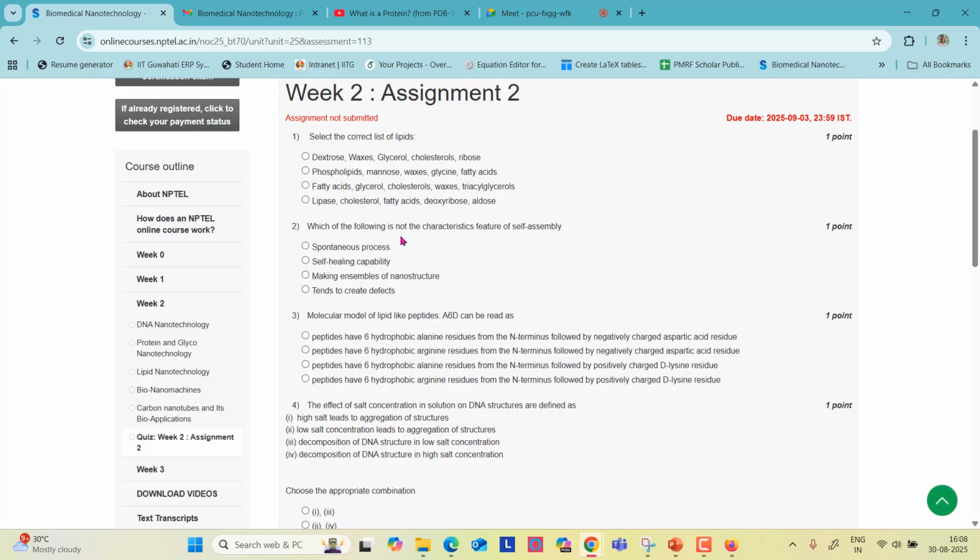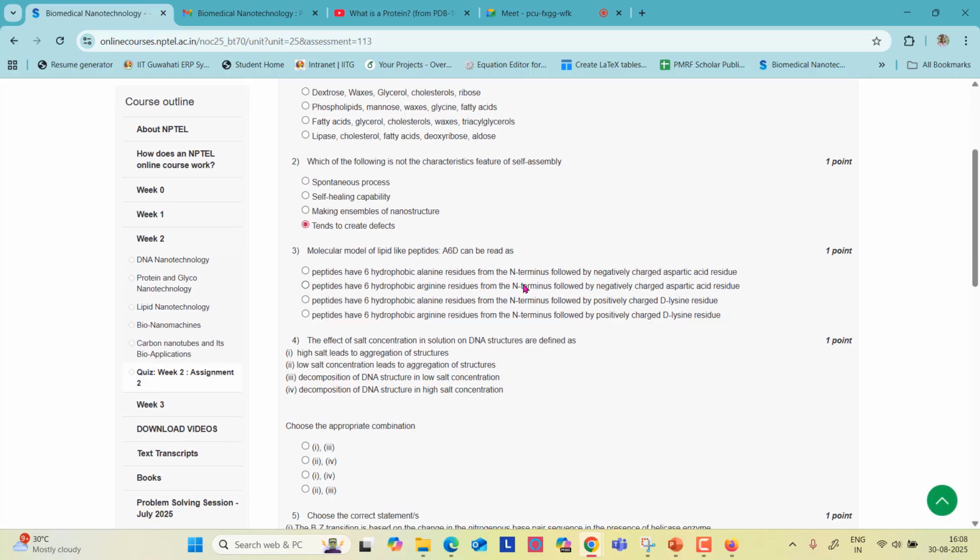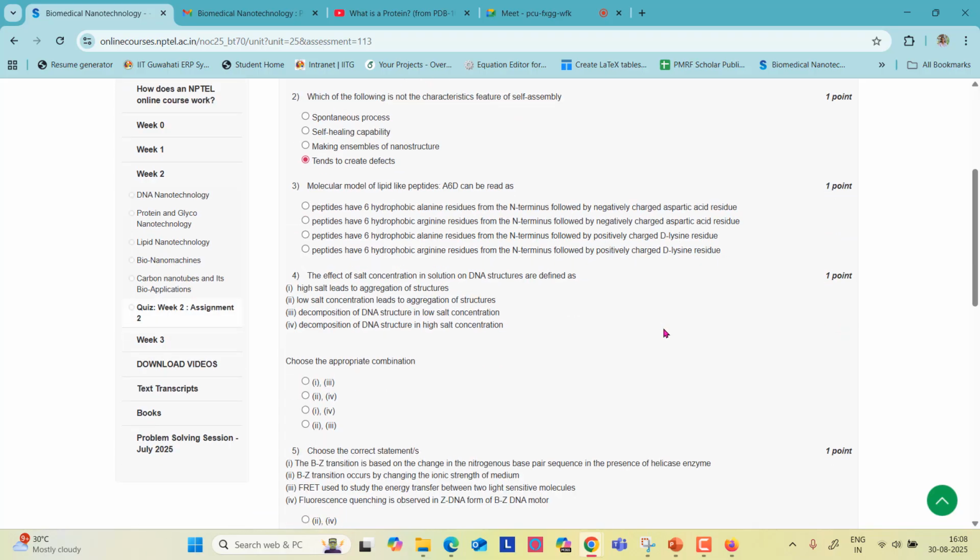Which of the following is not the characteristic features of self-assembly? Tends to create defects. Yes, this one is the 4. Molecular model of lipid-like peptides A6D can be read as the lipid is left.